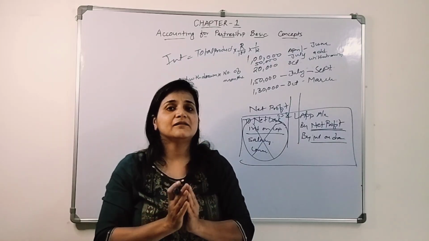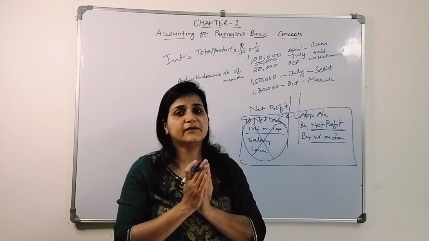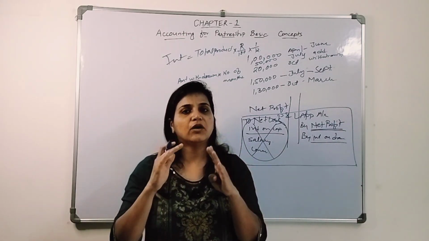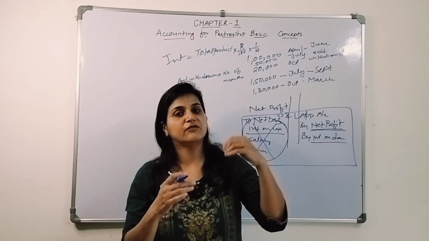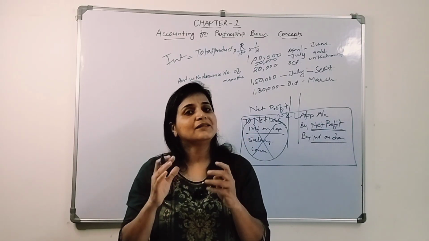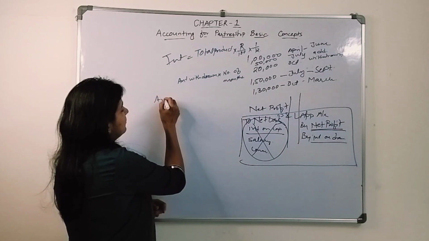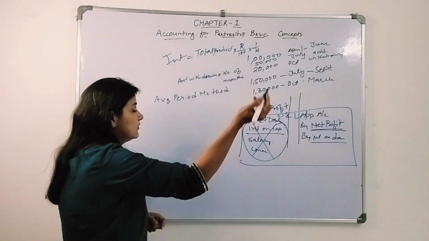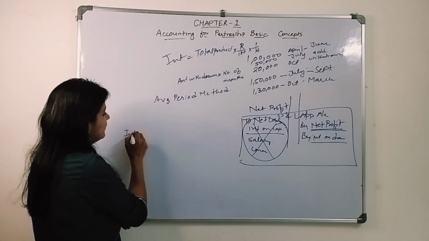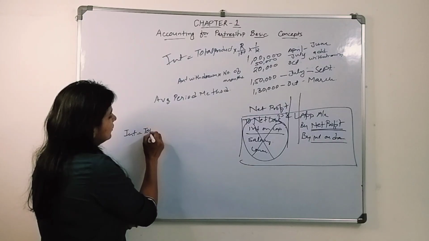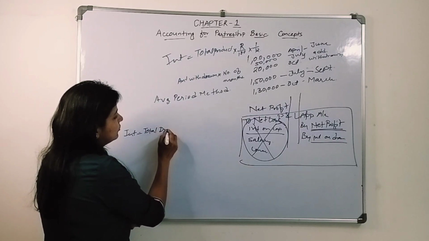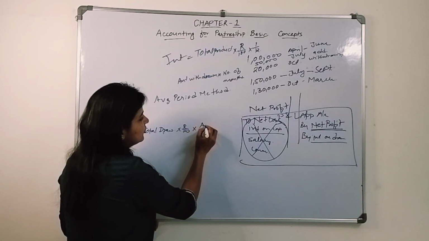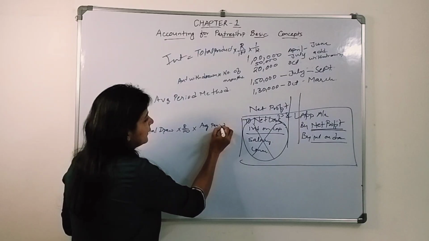But let's say there is a fixed amount which is being withdrawn by the partners at a regular interval. Regular interval means monthly, quarterly, half yearly, first half of the year or second half of the year. In that case, which method will we apply? We will apply the average period method. What is the formula of the average period method to calculate the interest? The total drawings into rate upon 100 into average period divided by 12.